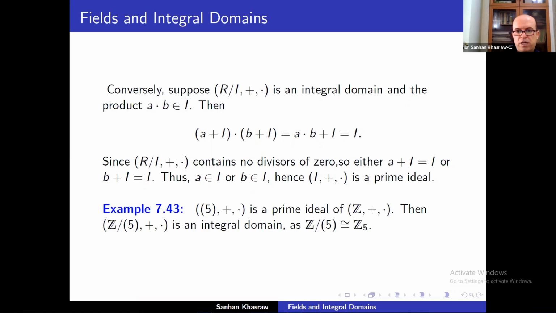prime. Again, let's look at an example to explain the theorem. The ideal generated by 5 is a prime ideal, because 5 is a prime number. Then Z over the ideal generated by 5, by the theorem, is an integral domain. Why? Because Z over the ideal generated by 5 is isomorphic to Z5. And I mentioned before, Zn in general is an integral domain if and only if n is a prime number. As we see, 5 is a prime number. Okay.